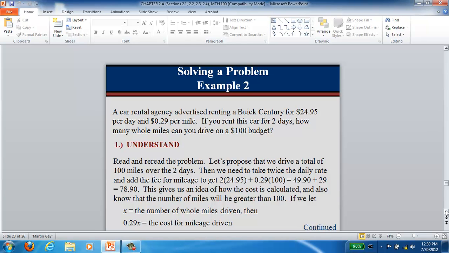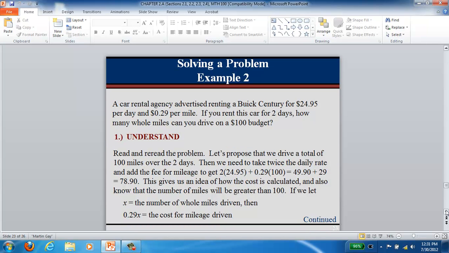Example number 2. A car rental agency advertised renting a Buick Century for $24.95 per day and 29 cents per mile. If you rent this car for 2 days, how many whole miles can you drive on a $100 budget?